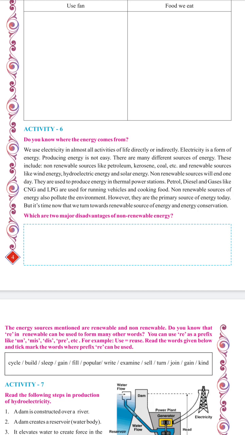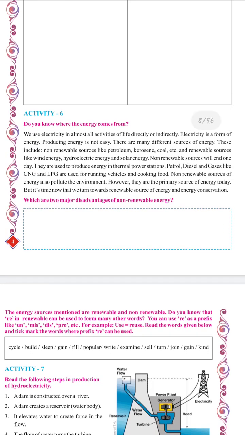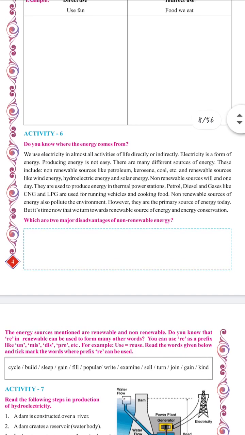So non-renewable sources of energy also pollute the environment. However, they are the primary source of energy today, but it's time now that we turn towards renewable sources of energy and energy conservation. So in this paragraph, we understood that there are two types of energies.